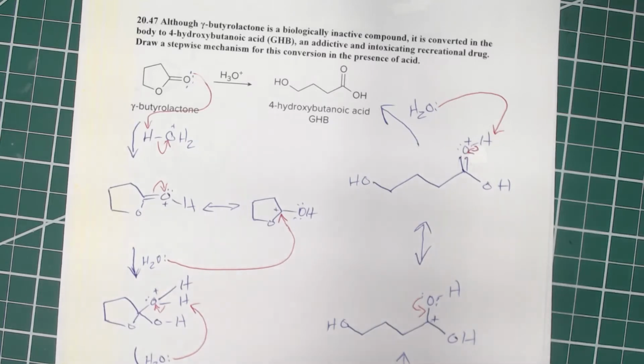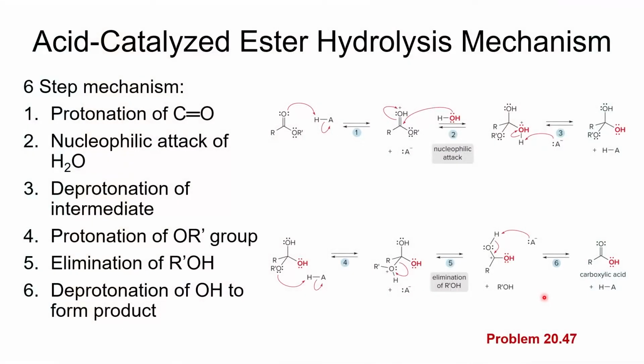So protonate, nucleophile, deprotonate. Protonate, elimination, deprotonate. If we go back over to our thing, there are the same 6 steps. Protonate, attack with nucleophile, deprotonate. Protonate, elimination, deprotonate. And that gives us our hydrolyzed ester.